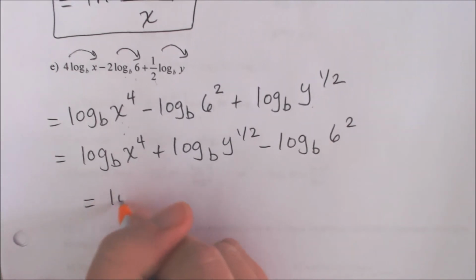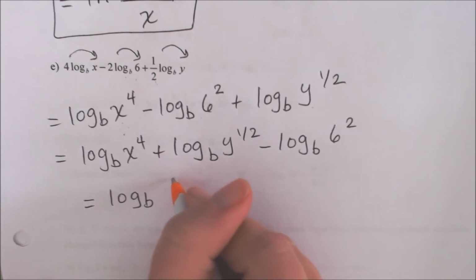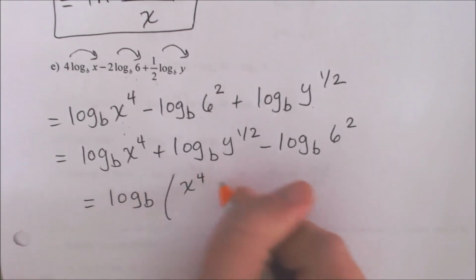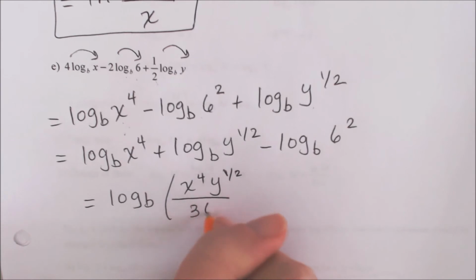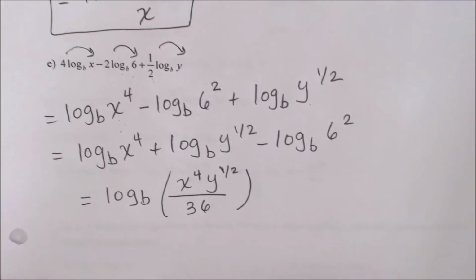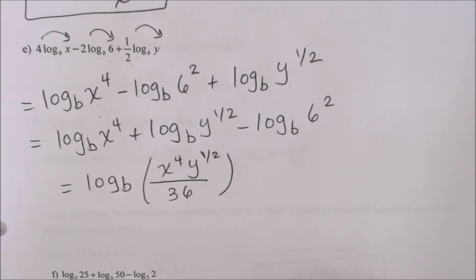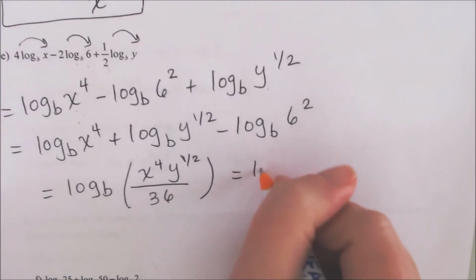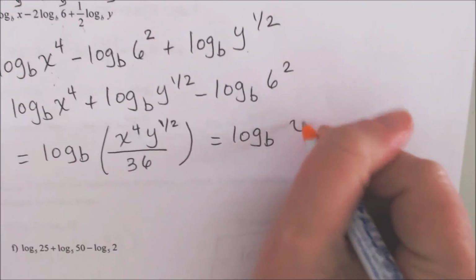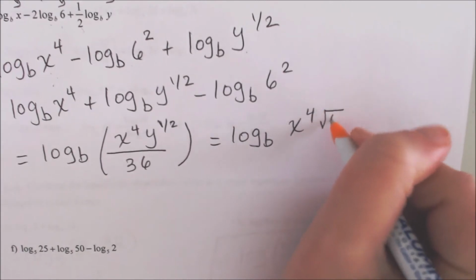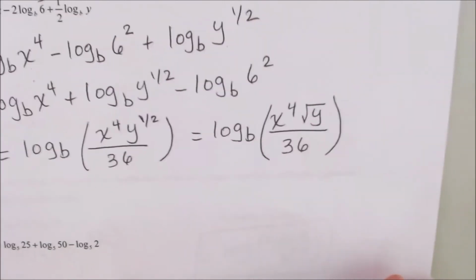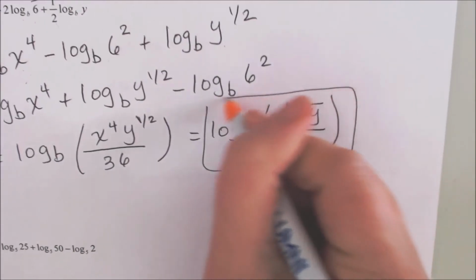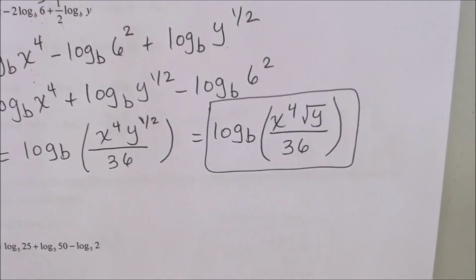So what we're going to have is log base b of, here I'm going to do a big parentheses, x to the fourth times y to the 1/2 over my last argument here, 6 squared. I'm going to go ahead and make that 36. And remember if you have fractional exponents, you want to go back to radical form. So we're going to write this as log base b of x to the fourth times the square root of y all over 36. And that would be as condensed as we can get it. Everything into a single logarithm.